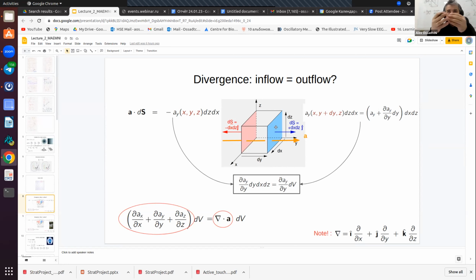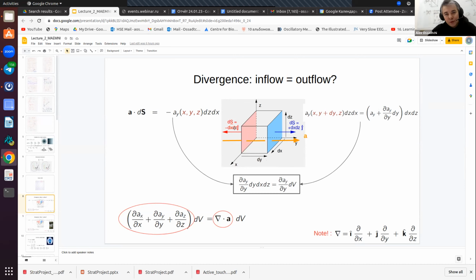Then in order to find how much water has flown in, you have to multiply the speed, the length of A, by the elementary area which you're studying now. And again, we are in differential calculus, so our dimensions here are x, y, and z, and the displacement along each of them is defined by dx, dy, and dz.